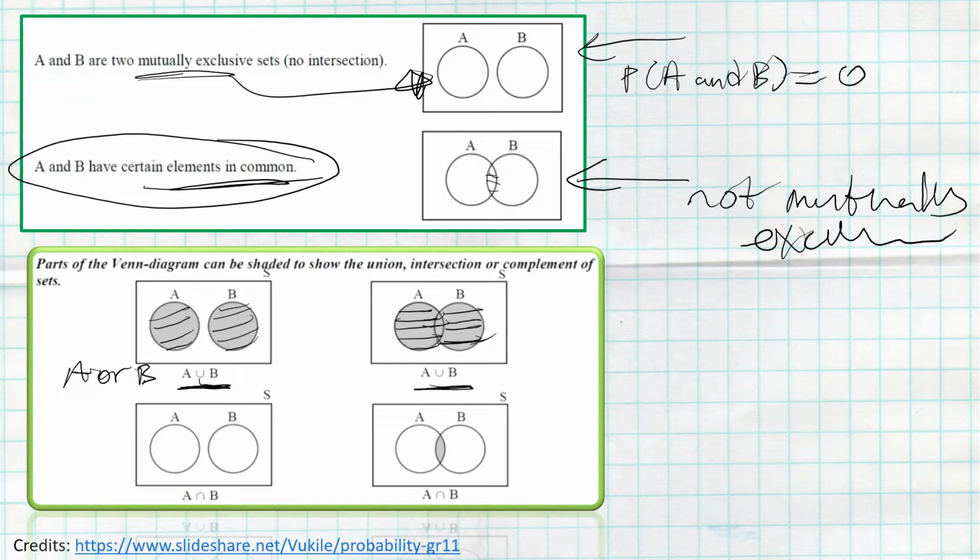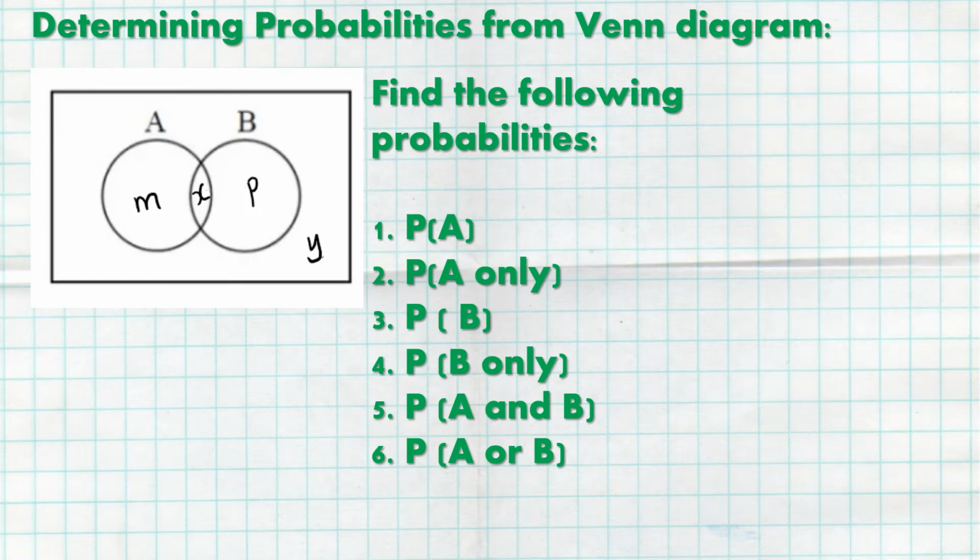Okay, so A intersection B, there is nothing. Can you see that here? There's no intersection, right? That's why we didn't shade there, right? But A intersection B is the same as A and B, right? So here there's an intersection. You can see by our shading here. It's because there's an intersection. All right. Okay, let's now look at how we can determine probabilities from Venn diagrams.